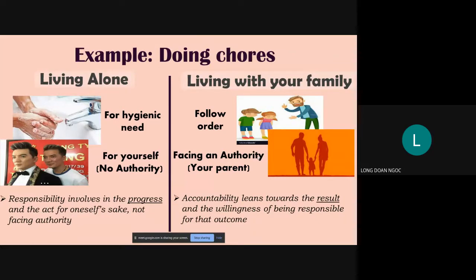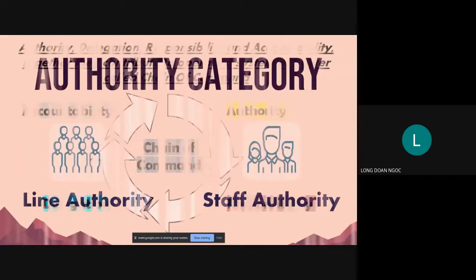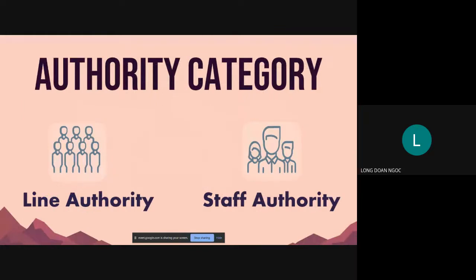So, tangentially, authority, responsibility, accountability, and delegation, together they are the four cogwheels that contribute to operate a system of power as a whole, which is called the chain of command. Another piece of information that needs to be noted, according to the chain of command, is the division of authority into two subchannels. They are line authority and staff authority.